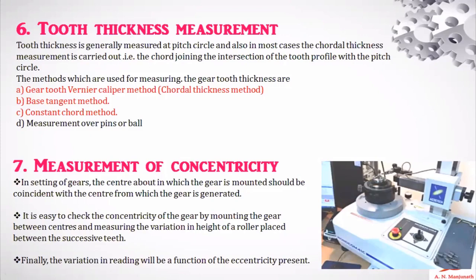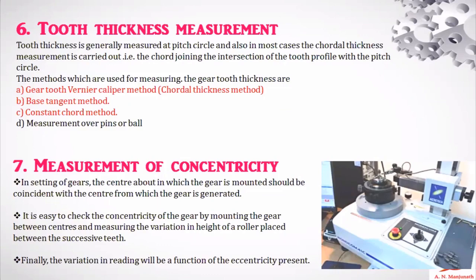Usually the tooth thickness will be measured at the pitch circle, and in most cases the chordal thickness measurement is carried out with the gear tooth vernier caliper. Depending on the requirement and the functionality, either the base tangent method or the constant chord method will be used for this type of inspection. For all three we discussed the equations for how to measure the width as well as the depth for the given tooth, right? That comes under the sixth element, tooth thickness measurement.